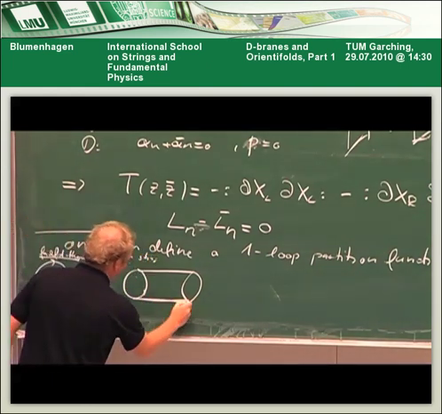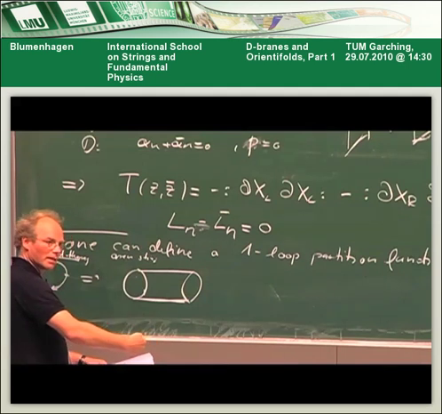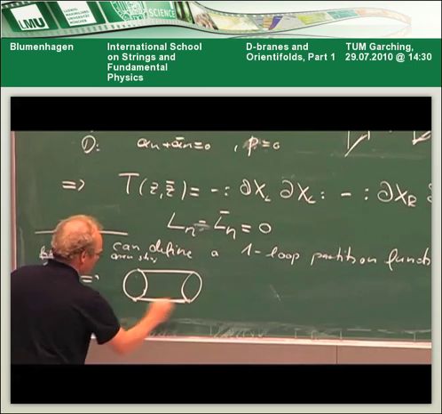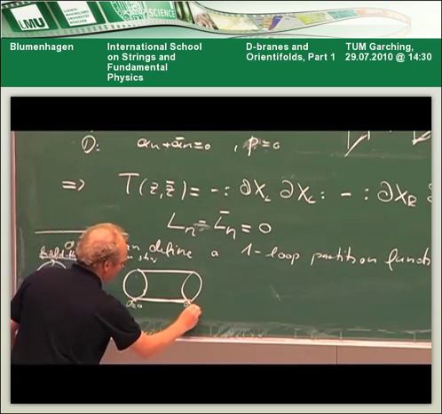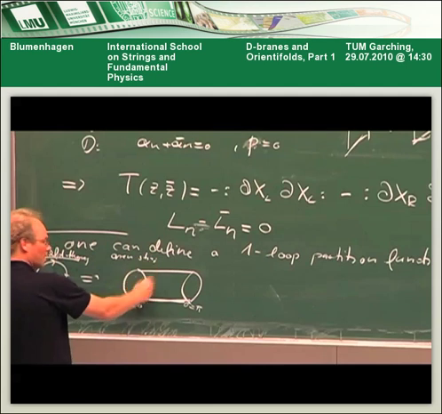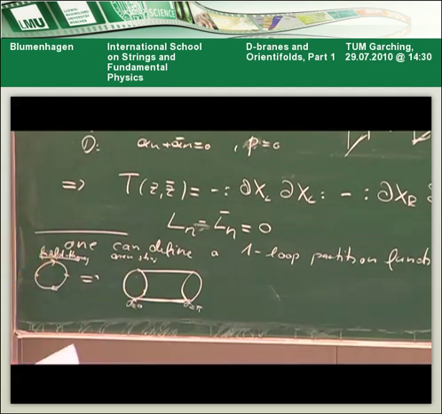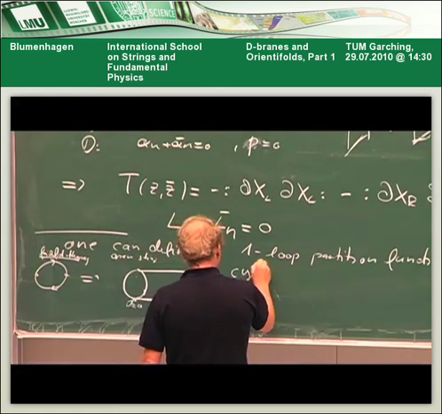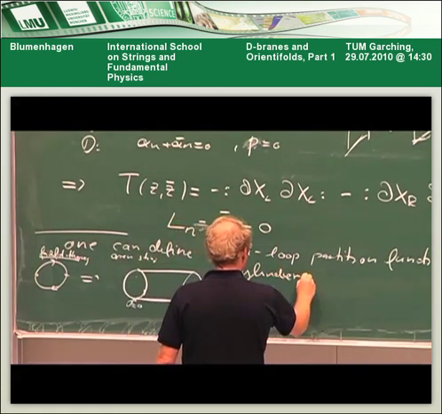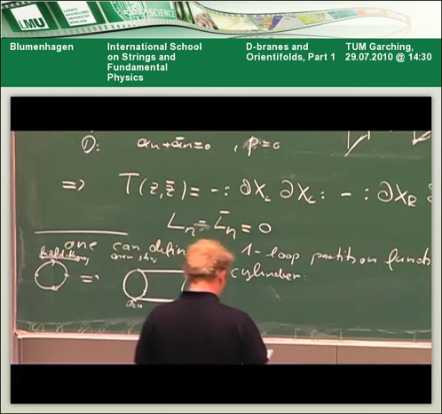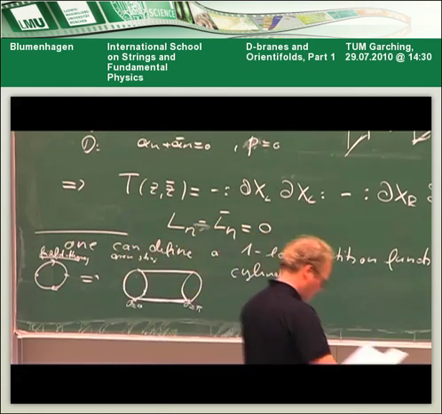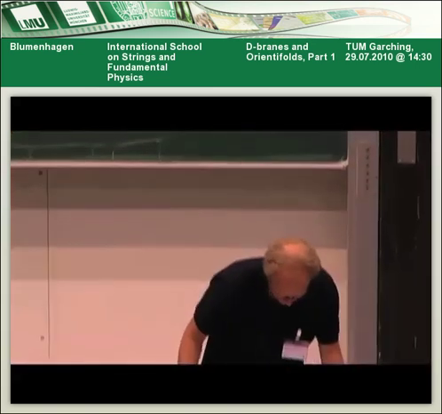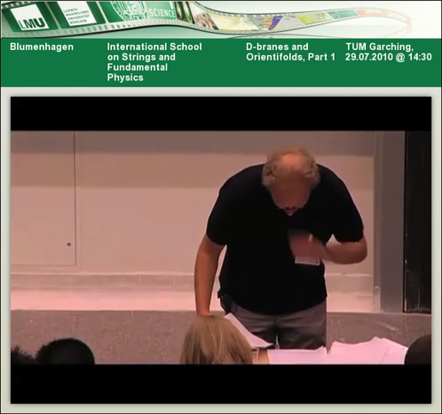It's an open string here, going once around the loop and then coming back again. Here's the endpoint of the open string. This would be sigma equals 0, and this would be sigma equals pi. And this is the time direction, which is now, so to say, compact. Apparently, this has the topology of a cylinder.